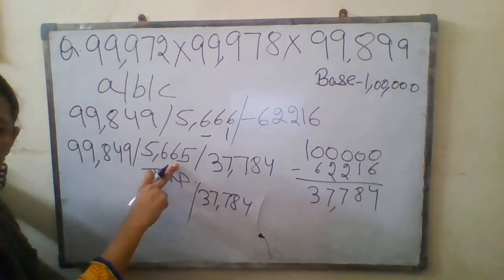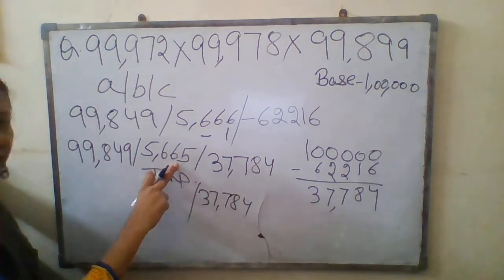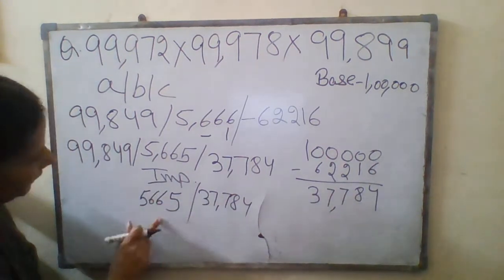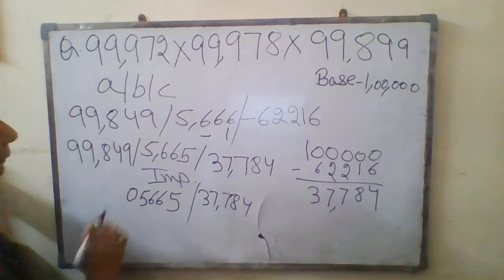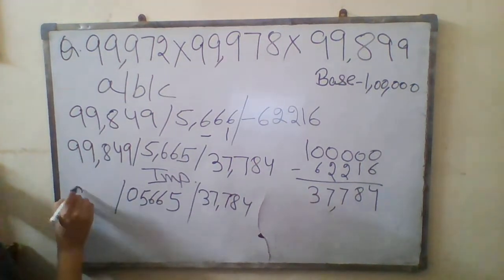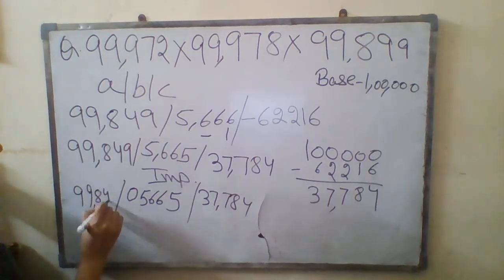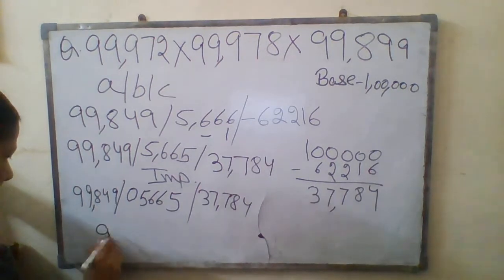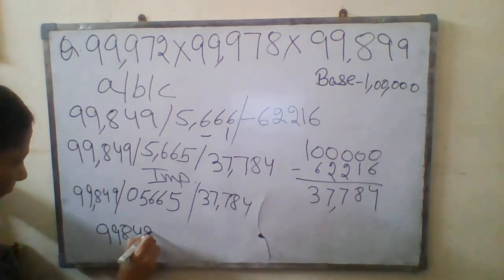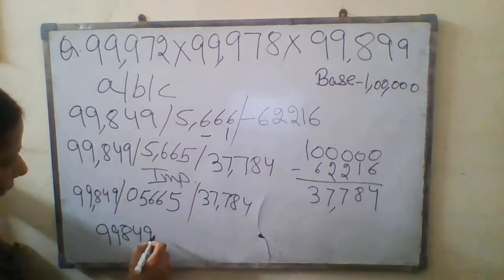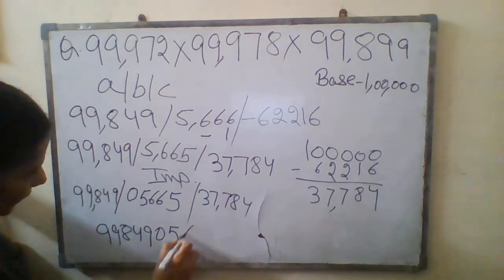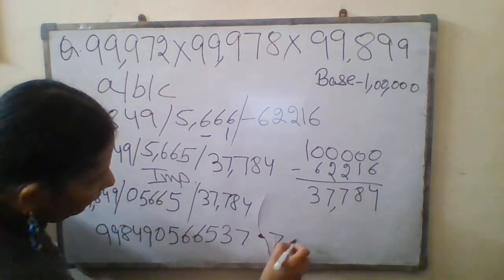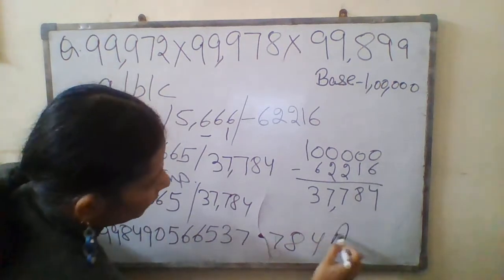But I will not write 4 digits. I will make it 5. How? See, 5, 6, 6, 5. This is the number. I will just put a 0 before this. Then slash, then 99,849. And now you just remove all these slashes. So 99849. Now you have to write down all these together. Then 0, 5, 6, 6, 5, 3, 7, 7, 8, 4. And this is your answer.